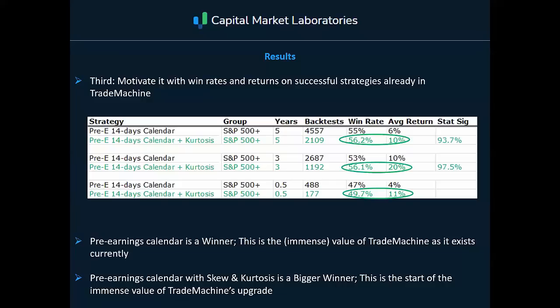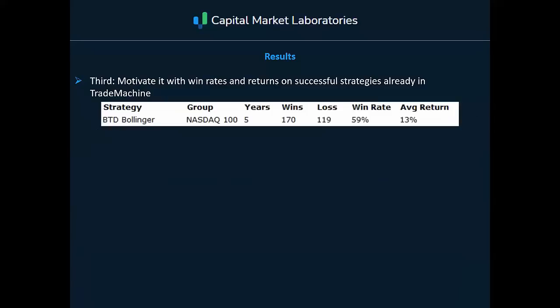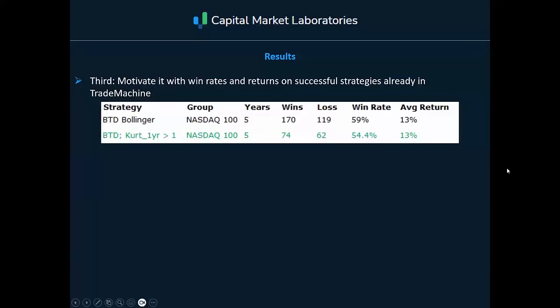Let's do it again. We have something called buy the dip in Trade Machine. We use Bollinger Bands. I won't give away the exact technicals because Trade Machine members pay too much money for me to do that. Over the last 5 years, it's been really, really good. 59% win rate on buying options. It's a spread, but that's very, very good. 13% on, I think this is a 2-week trade. Great. Now we add kurtosis. Kind of the same. Many fewer trades, kind of the same.